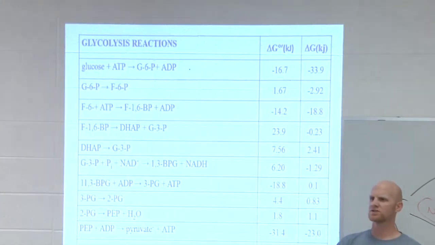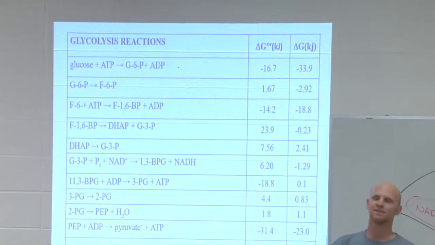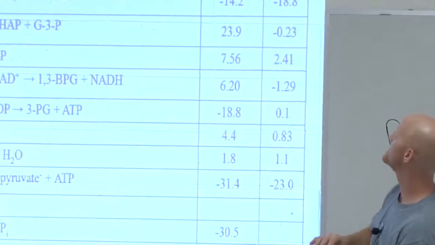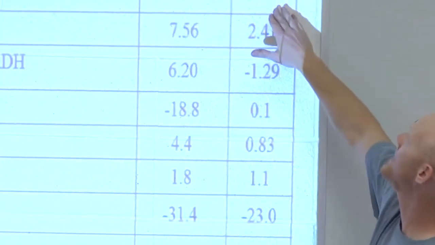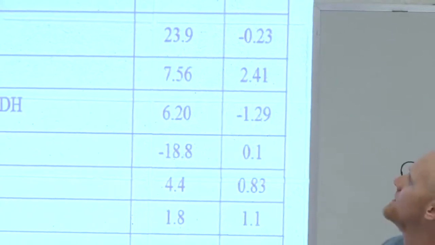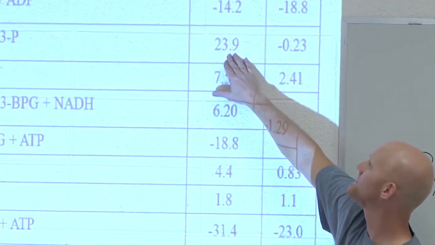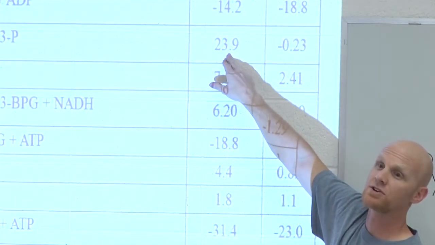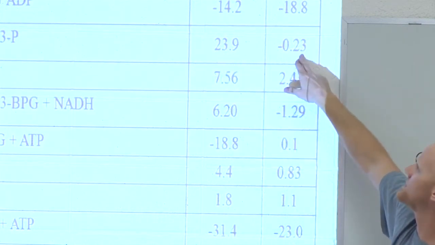How many things do you suppose in your cell are present at a 1 molar concentration? I'm sure there's something out there that maybe is, but maybe not. That's pretty high concentration. And so if you notice, there are some significant differences between delta G naught prime and plain old delta G. Like this one here, 23.9 kilojoules for delta G naught prime. How spontaneous is that under biochemical standard conditions? Not very, but look at this.